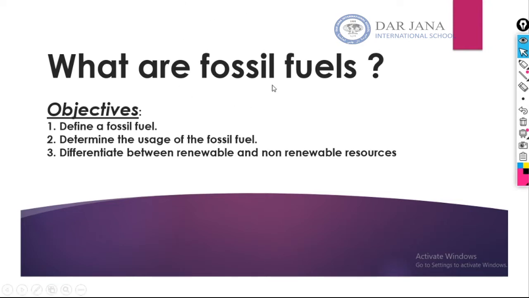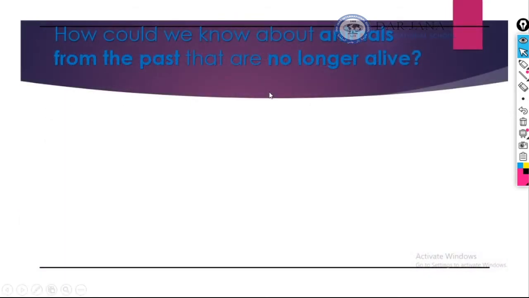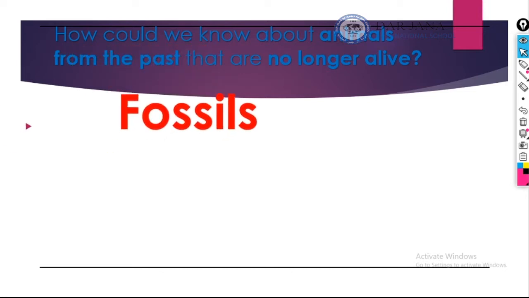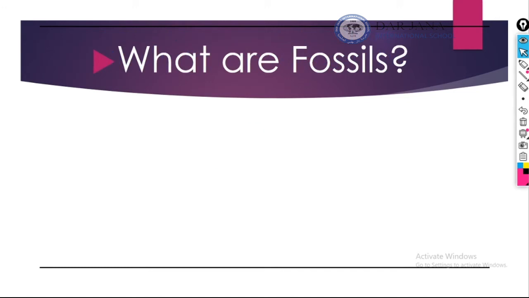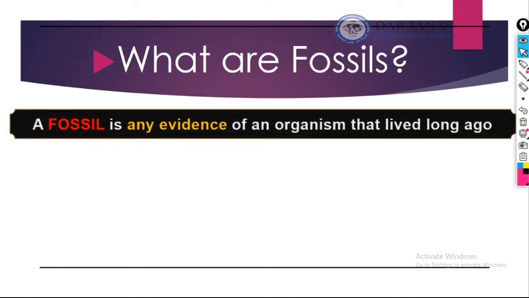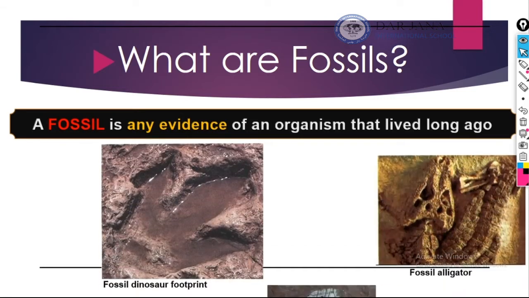What do we mean by a fossil? Here we should ask ourselves a question. How could we know about animals or plants from the past that are no longer alive? Simply, the answer is fossils. So, scientists use clues from fossils to learn about the past. A fossil is evidence of an organism that lived long ago.